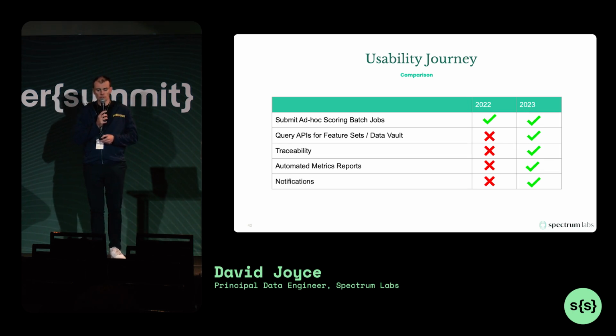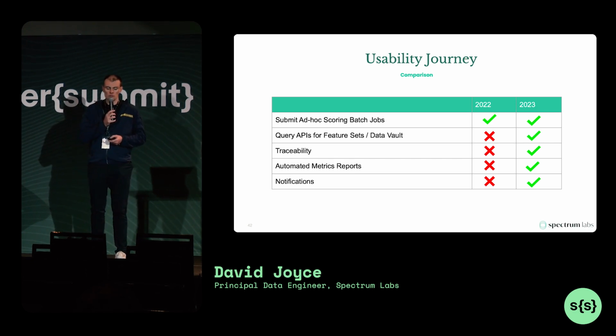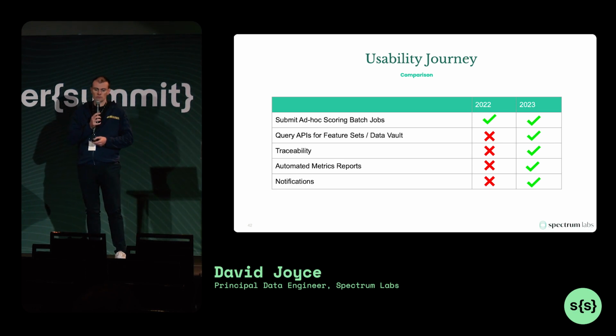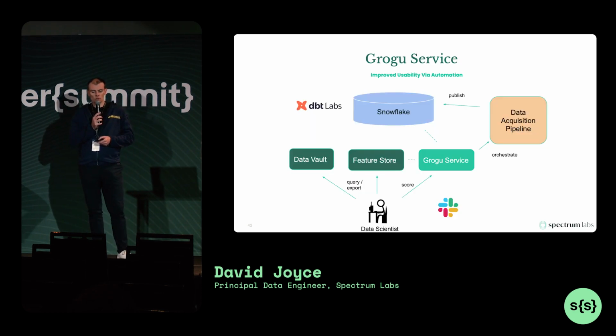So over the last year, we've gone on a usability journey to improve the process. Like this time last year, we probably had the ability to score ad hoc batch jobs. We didn't have ways to query the APIs easily to retrieve data. We didn't have a way to figure out what jobs ran when. We didn't have any automation around the metrics reports, so we didn't have any notifications, which I'll describe in a second. So what we built over the last few months is a tool called Grogu.